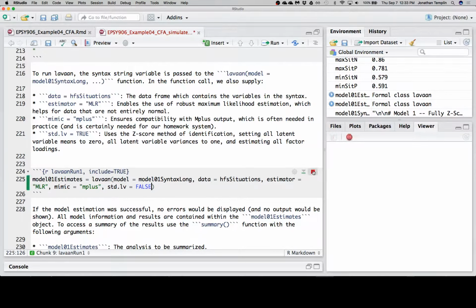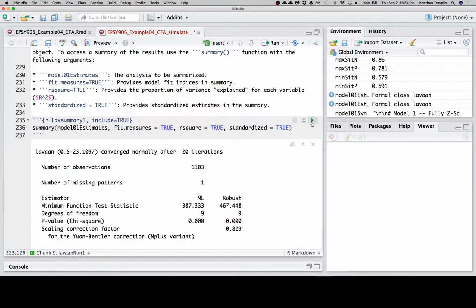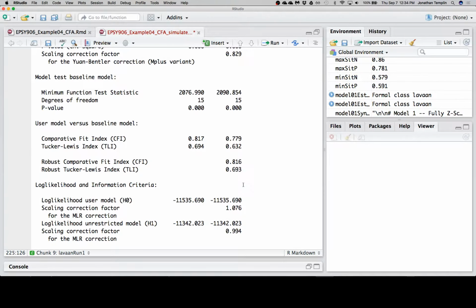What we get is it ran. And now let's take a look at the estimates. You'll see the numbers at the top. I don't know if you just saw before, but my numbers at the top are the same. All the model fit is the same. That means this model is identical. I've just decided to set my factor variance to 100 rather than 1.